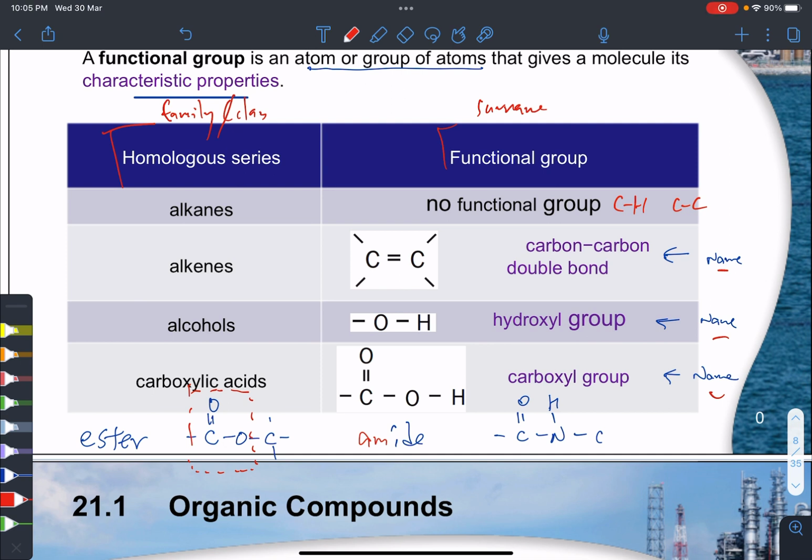So carbon-carbon double bond, that's why alkene. Hydroxyl group is OH. Carboxyl group. So these are the general things that we need to be familiar with. But for the sake of the mid-year exam, you're only tested on alkane and intro. This is intro. Wow, that's so easy.